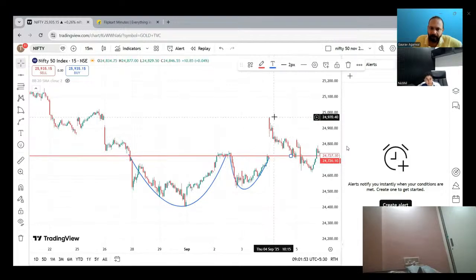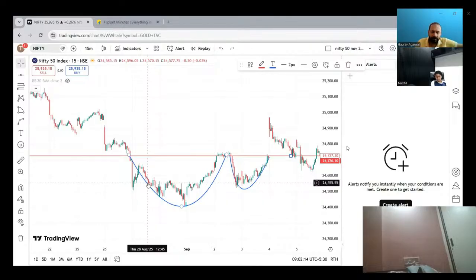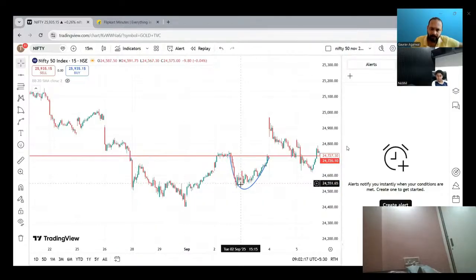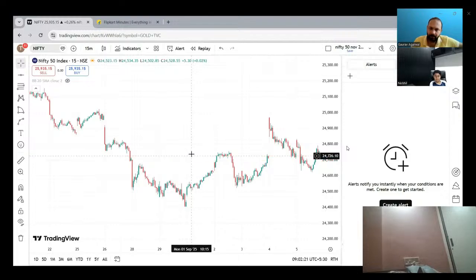So it opened gap up and it came down because there was a resistance here. You can see the previous resistance. So it came down almost, just slight difference, and after that it started coming down. Okay. So next, one more form is there. I'll show you. I have a chart.